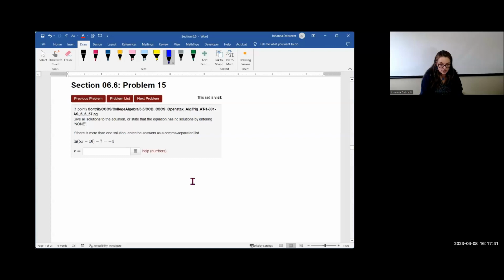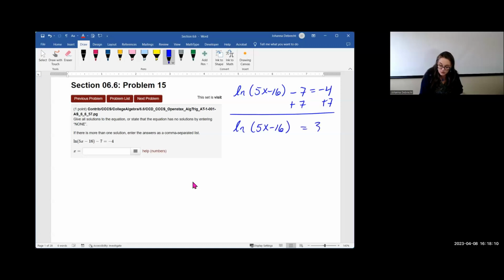Now let's isolate and look at the natural log in problem number 15. I have the natural log of 5x minus 16, minus 7, equal to negative 4. Before you say natural logs can't be negative, they can. That's the power. First, I want to isolate the natural log by adding 7 to both sides. And this will give me natural log of 5x minus 16 is equal to 3. Isolate the natural log, then switch forms. The base is e, and it's cubed, and it equals the answer part, 5x minus 16.